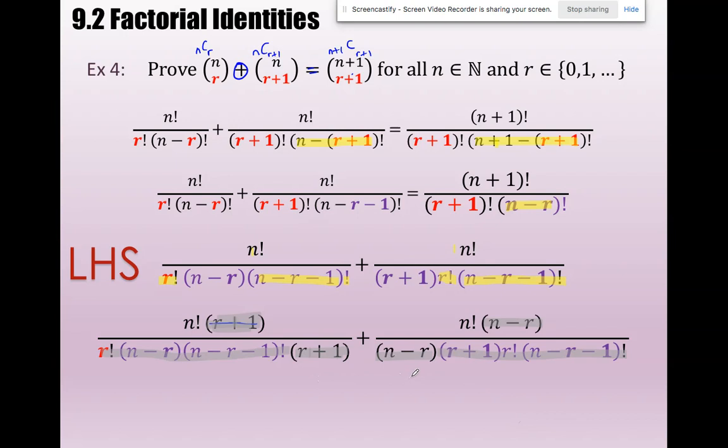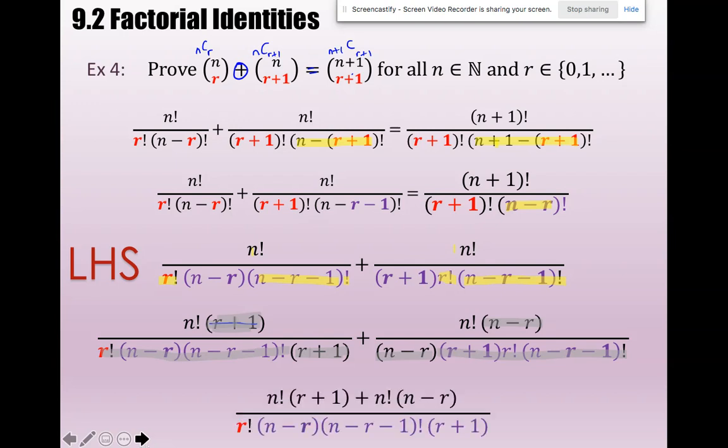Now my denominators are the same. So what can you do with two fractions that have the same denominator? I'm running out of room, so I'm going to go to the next slide. No, not yet. Next time. I can put it all together. N factorial times r plus 1 plus n factorial times n minus r, all over my common denominator.